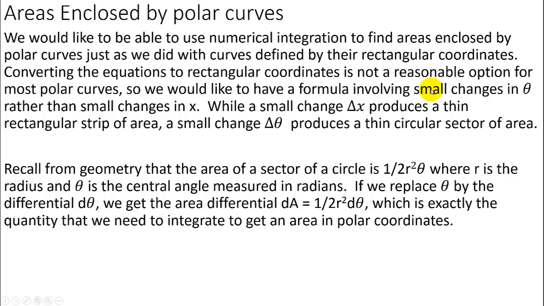So we would like to have a formula involving small changes in theta rather than small changes in x. While a small change delta x produces a thin rectangular strip of area, a small change delta theta produces a thin circular sector of area. Recall from geometry that the area of a sector of a circle is 1/2 r squared theta, where r is the radius and theta is the central angle measured in radians. If we replace theta by the differential d theta, we get the area differential dA equals 1/2 r squared d theta, which is exactly the quantity that we need to integrate to get an area in polar coordinates.